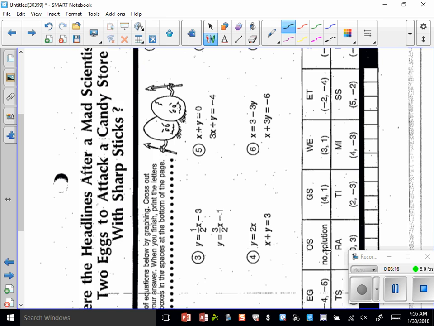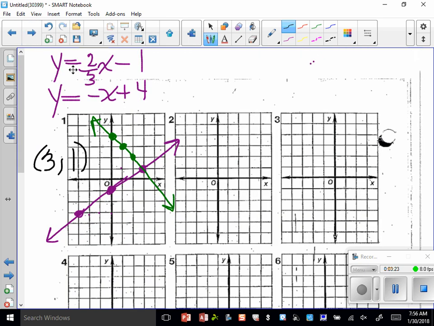Lines that never intersect will not have a solution, because the solution point is considered where the two meet. Okay, so when I ask you, like if we go back to the one that we just did, and I say, what is the solution to this? Then I'm asking you, where do these lines intersect? Okay. All right.